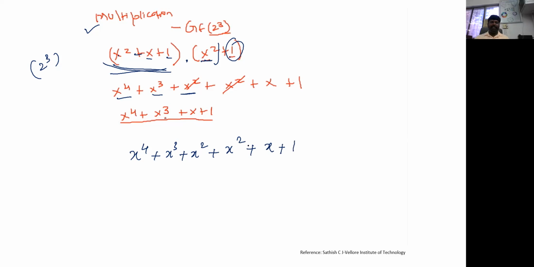So when I do the XOR operation on these two values, if I have similar terms, the x square will get cancelled, right?